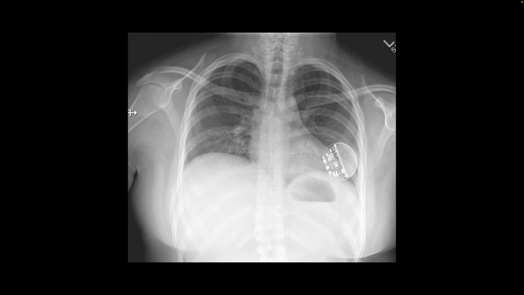All right, another chest x-ray, and this device here in the left chest wall is not a cardiac device, a pacemaker or a defibrillator. If you look at the leads here, they're going up into the neck, and this is a vagal nerve stimulator. It's important to know what devices are commonly used and what are the terms used to describe them on a chest x-ray.